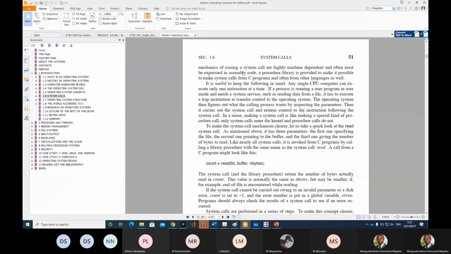Okay. It is useful to keep the following in mind. It's very important because a lot of people, when they program in Java, are not necessarily aware that there is actually a procedure library that converts through compilation the code from C, C++, Java, and so on into assembly language, because that is the language that is understood at machine level.